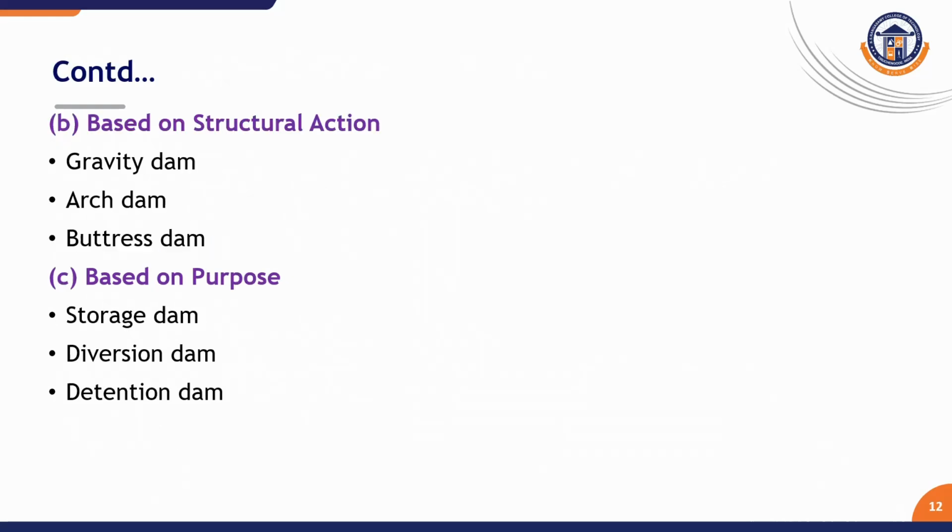Then, types of dams based on structural action and purpose. Based on structural action, dams are classified as gravity dam, arch dam, and buttress dam. Based on purpose, dams are classified into storage dam, diversion dam, and detention dam.